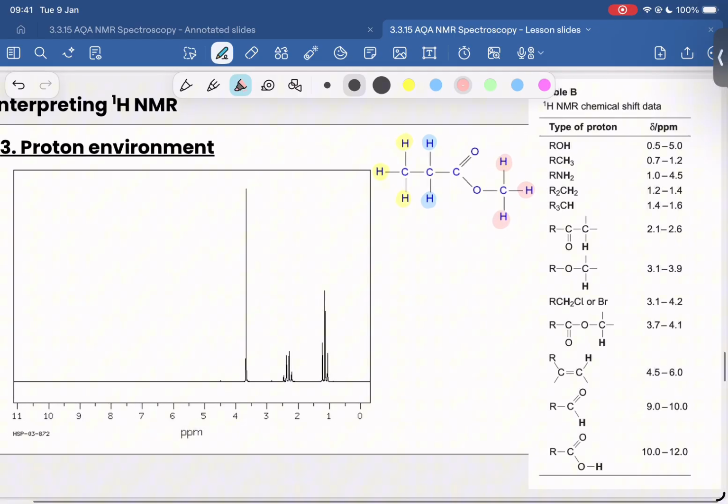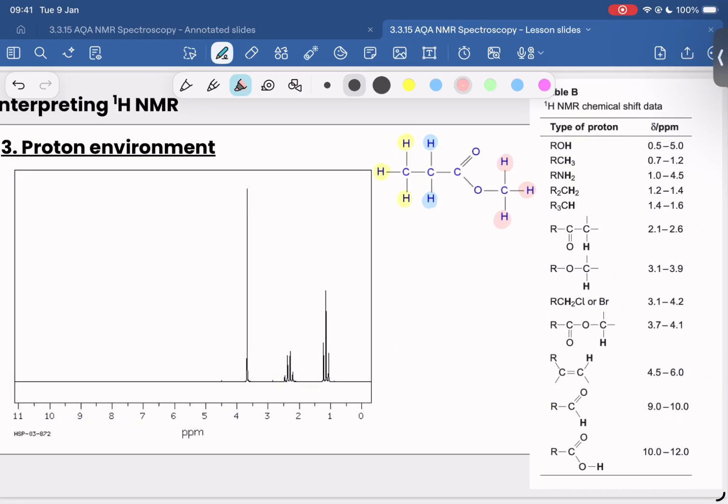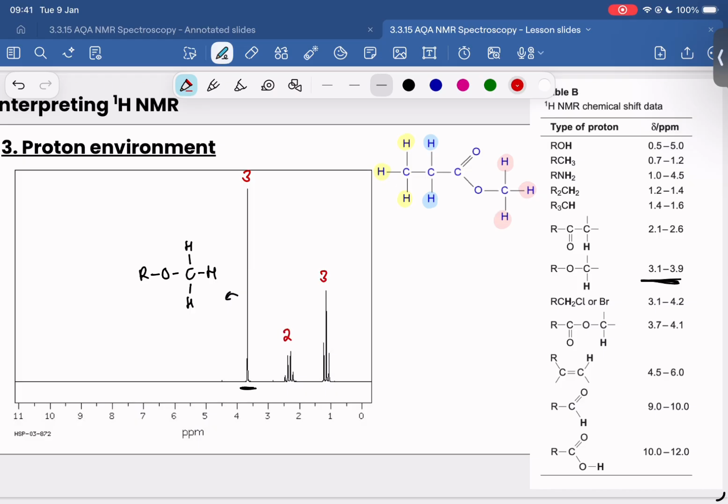And then I'm going to look at each of the different peaks. You can see here that this peak on the far left seems to be in this 3 to 4 range, so it refers to this 3.1 to 3.9. So that's going to be a ROCH peak. I'm going to just write the different integration ratios. This will be given to you in the exam question as well. So this is a CH3RO peak, just looking at the table.